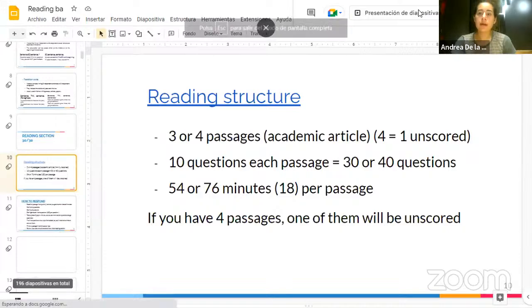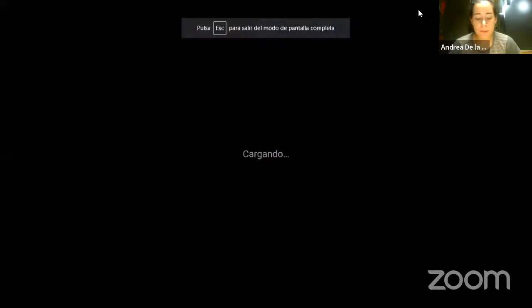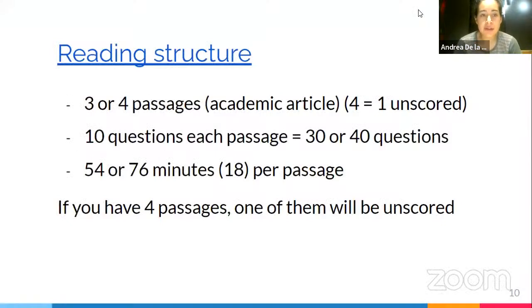Now, how does the reading section work? You get a passage, a short text. This text is not that long. It's usually around 700 words, around 4 to 6 paragraphs. And these are always academic texts. There's always going to be academic content, which means that you're going to be reading about science, history, sociology, literature, and so forth.